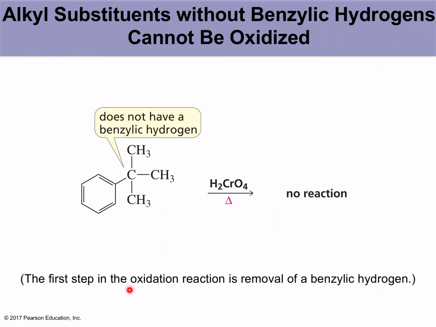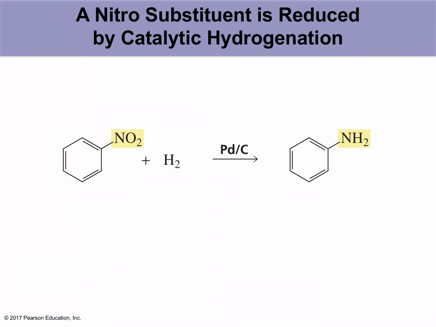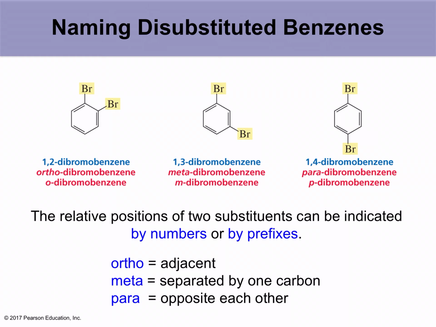Because the first step in the oxidation reaction is a removal of a benzylic hydrogen. We don't have to go through the whole mechanism, but the chromic acid oxidation loses a hydrogen from this carbon, first step. But this one does not have that hydrogen, so it will not undergo oxidation. A nitrobenzene, if you have a nitro group attached to a benzene ring, you can reduce it to an NH2 group using catalytic hydrogenation, palladium and carbon.